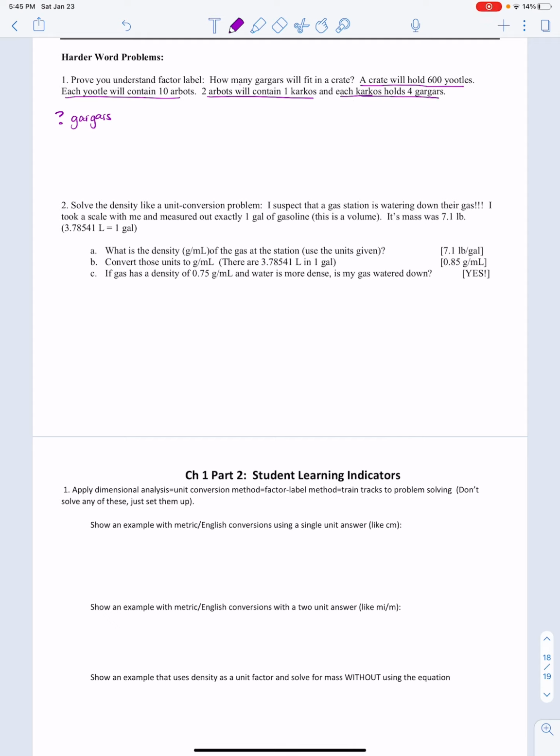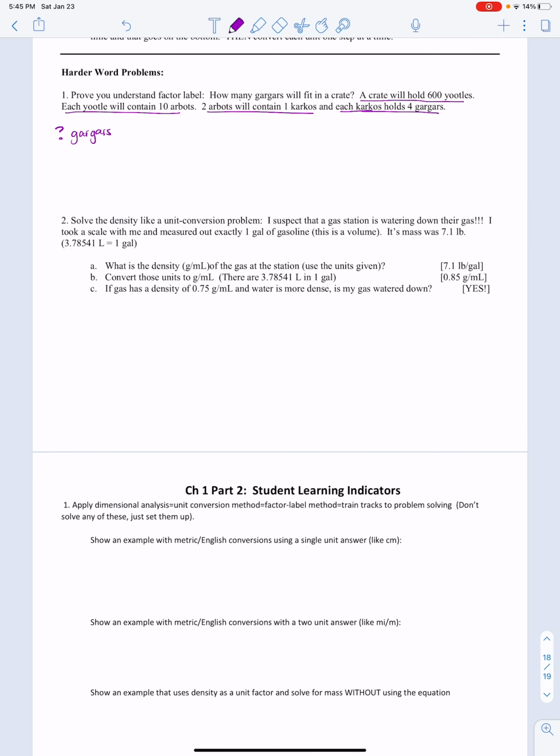This is designed this way to remind you of that rule, or that suggestion, about the number 1. A crate holds 100 udels. 1 crate equals 600 udels. See, a crate, that's the same thing as saying 1. Each udel, again, that is 1 udel, is 10 arbots. 2 arbots will contain 1 carcos. And then each carcos, again, 1 carcos equals 4 gar-gars.